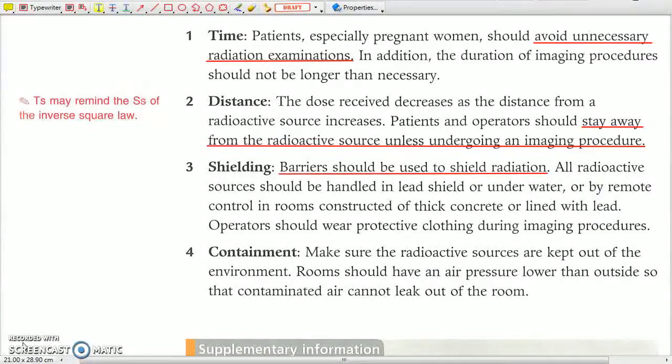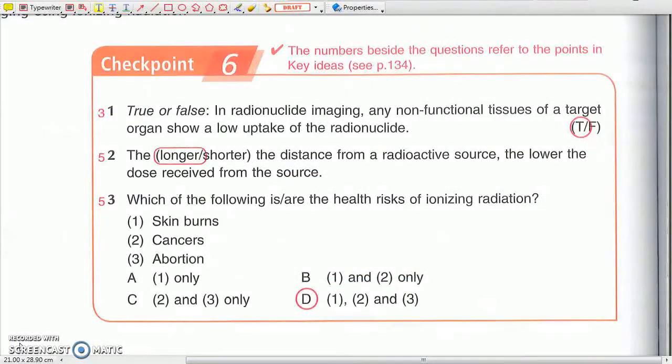3. Shielding. Shielding is always a good idea. Lead shields, water, and concrete walls are often used as barriers for ionizing radiation. 4. Containment. Radioactive sources should be stored and kept away from human beings to minimize unnecessary exposure to radiation. Do check point 6 on the next page.